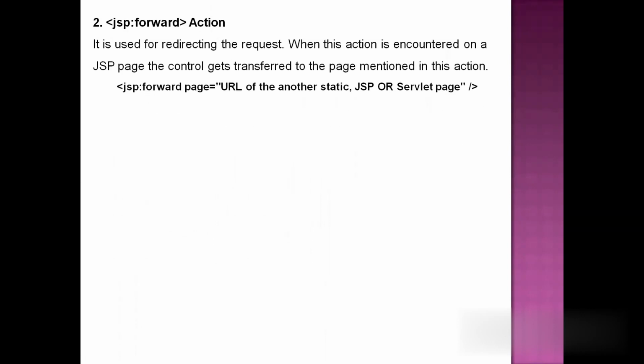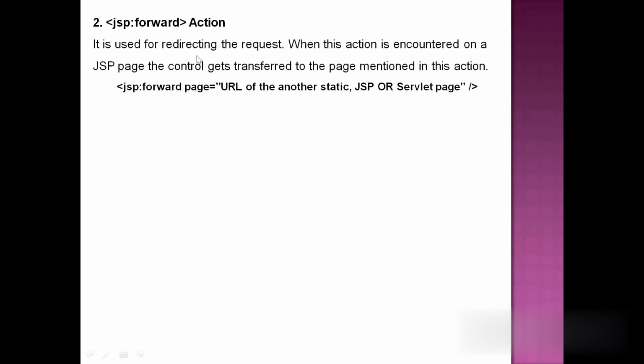See the second important action tag, that is the JSP forward tag. This forward tag is used for redirecting the request to some other page. When this action is encountered on the JSP page, the control automatically stops the execution of that particular page, and control is transferred to the page that is mentioned in this action tag. So this forward tag is used for redirecting the request.